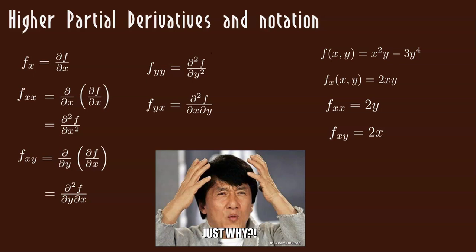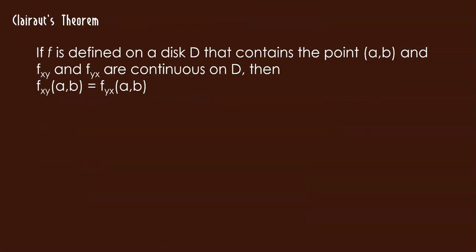I'm getting really tongue-tied doing this. There is good news though. If f is defined on a disk D that contains the point (a, b), and f sub xy and f sub yx are continuous on D, then the partial xy is the same as the partial yx. In other words, order doesn't matter, as long as everything's pretty.